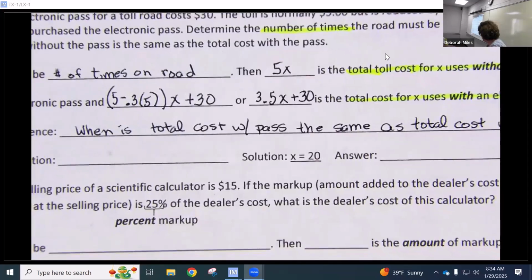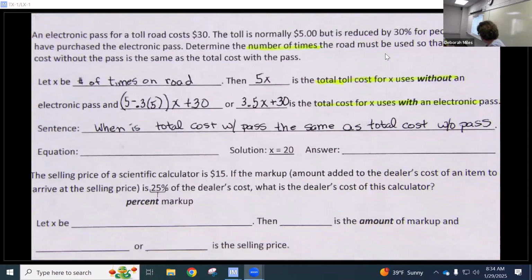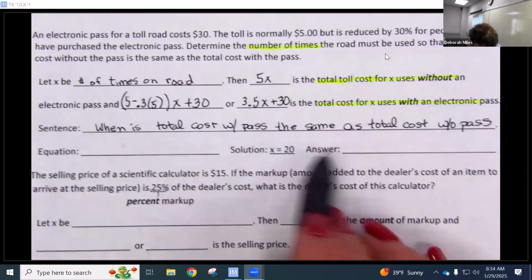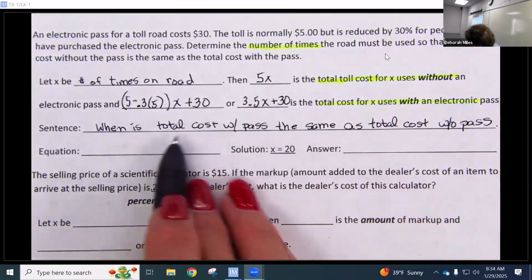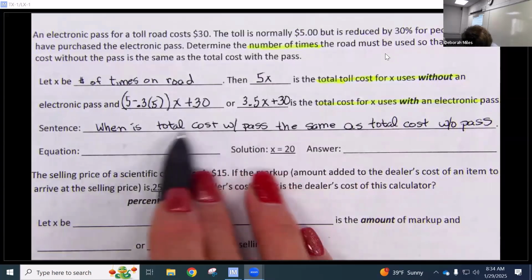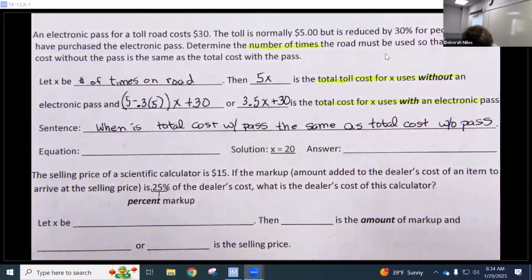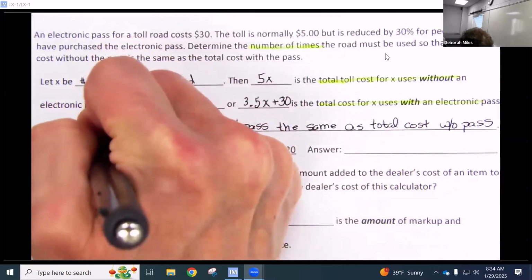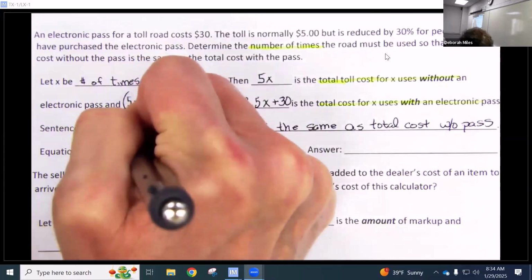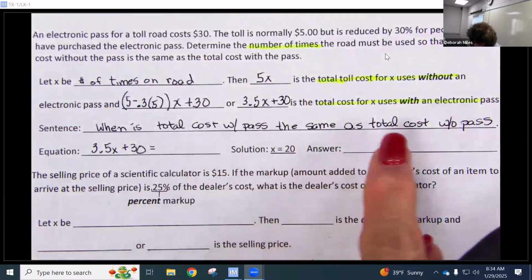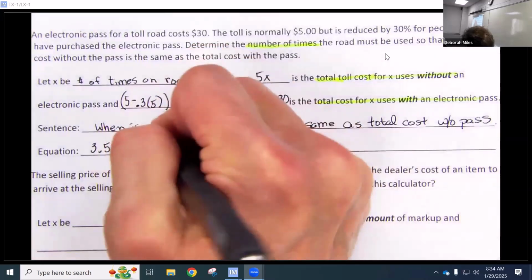I reworded the whole problem into a sentence that makes sense to me using the variables and expressions I use to define the pieces, parts of the puzzle. And now "is the same as" is where your equals goes. Total cost with the pass. What do I put in place of total cost with the pass? 3.5X plus 30. And what do I put in the place of total cost without the pass? 5X.